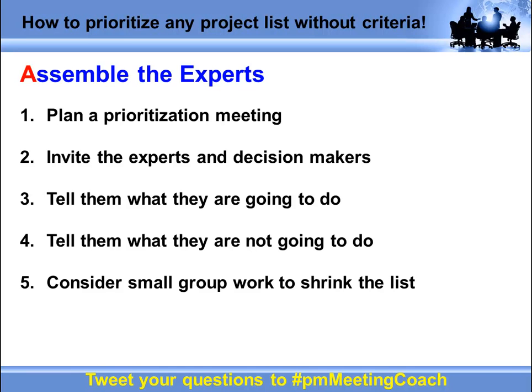And number five, consider small group work if you have a large group of people or you have a large list. Small groups are one of the fastest ways for you to shrink your list down and to get to the most important information. So consider small group work to shrink your list and to increase participation. Okay, and again, we'll cover that in the demo.